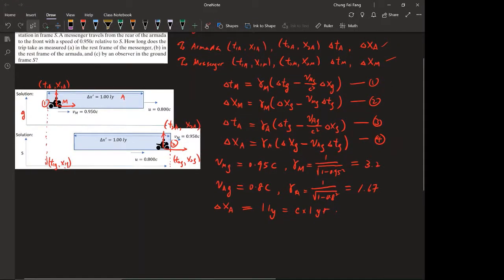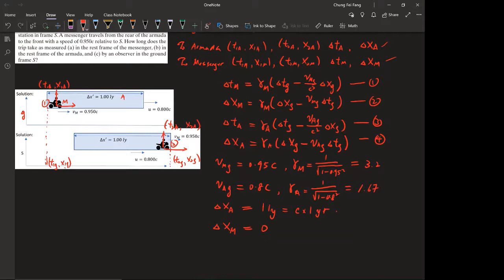The last condition is very important. It's the key to solve the equation. That is, I want to claim that the delta xm is equal to 0. Why? So what is delta xm? This is the distance of the two events observed by the messenger.